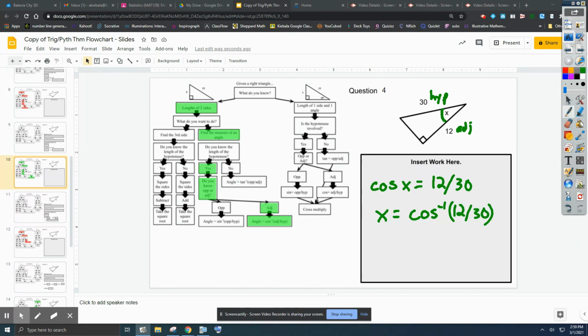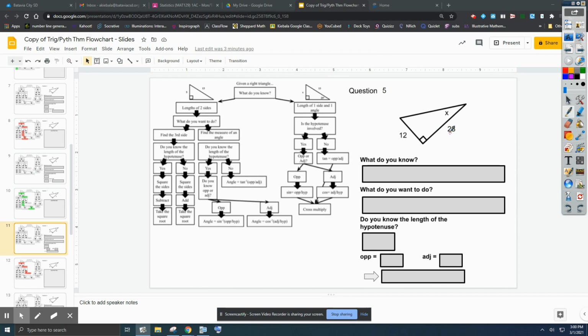Go to my calculator, second cosine 12 over 30. Could also change 12 over 30 to a decimal and type the decimal. I'm going to just leave it like a fraction. And rounded to the nearest whole degree is about 66.42, which rounds to 66 degrees. So again, it doesn't look like it. You can't go by looks sometimes. But that angle would be 66 degrees in order to have that ratio for cosine.